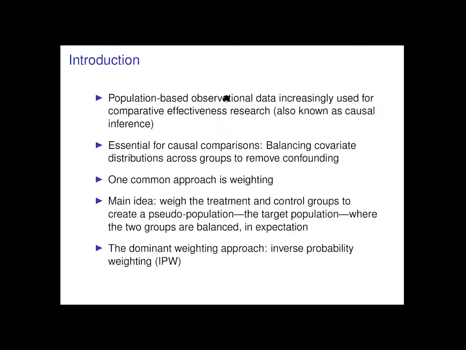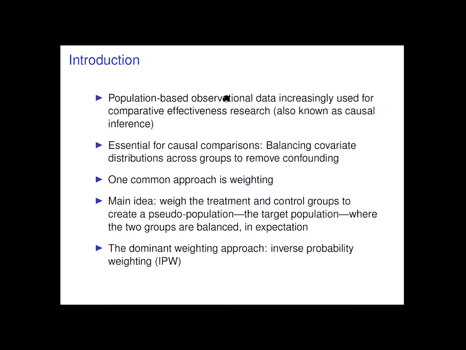Let me start. Causal inference, traditionally, since the Ronald Fisher time, has been done with randomized trials, but we know randomized trials cannot always be done because of practical and ethical reasons. So in the last 20 years, population-based observational data has been increasingly used for causal inference. In medical and health research, it's usually known as comparative effectiveness research. In statistics it's known as causal inference, and in econ it's often known as program evaluation.